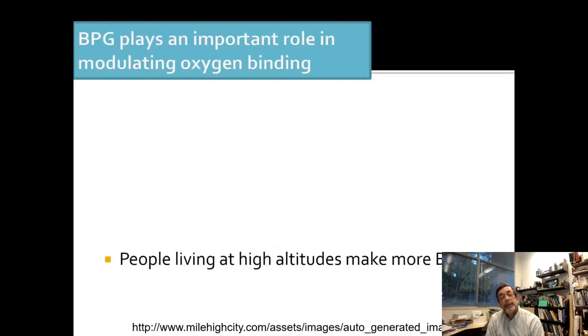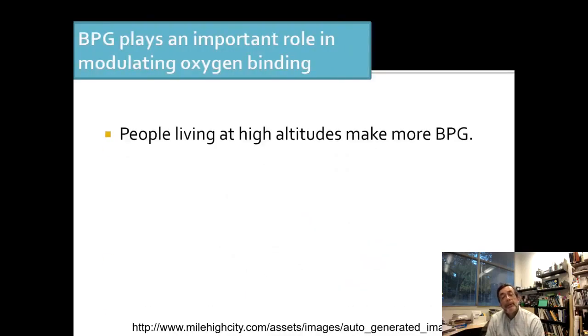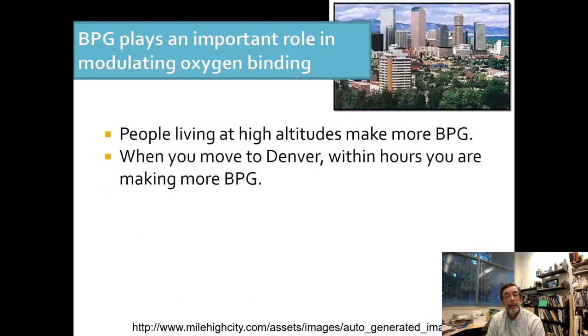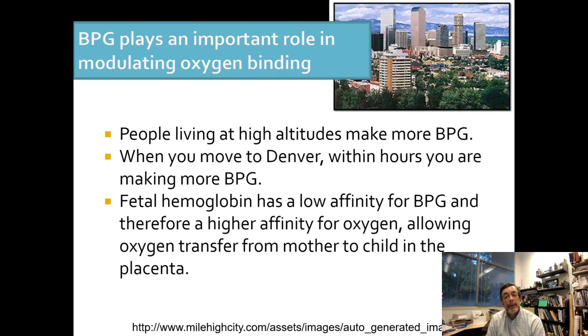So BPG actually plays an important role. If you live in Denver, you make more BPG. If you fly to Denver, it takes you a couple of hours or even days, but you make more BPG. Your body knows how to do this.